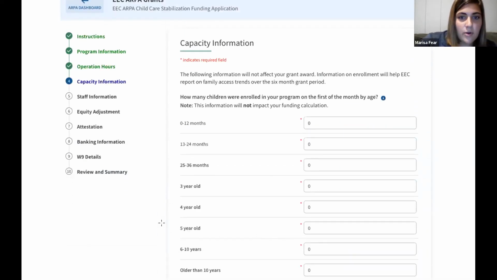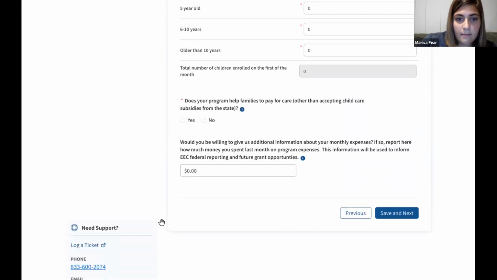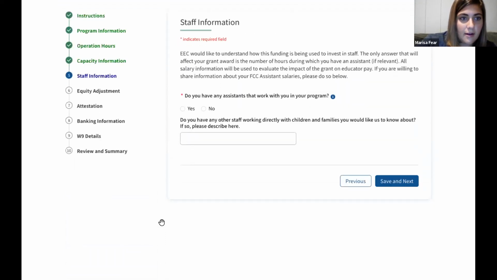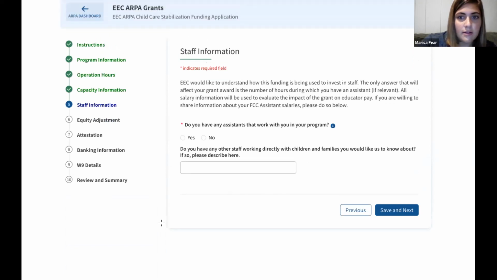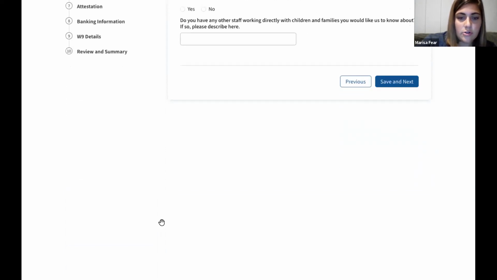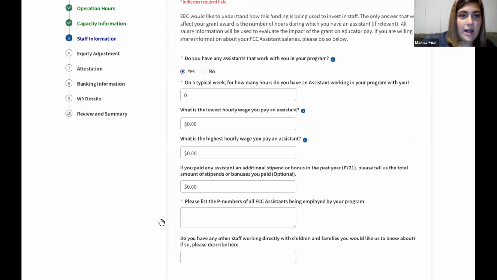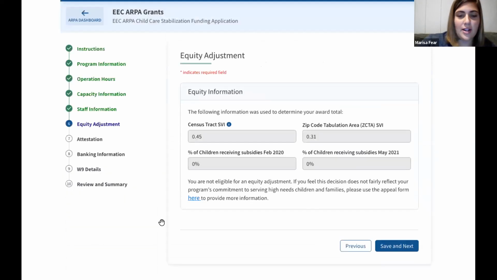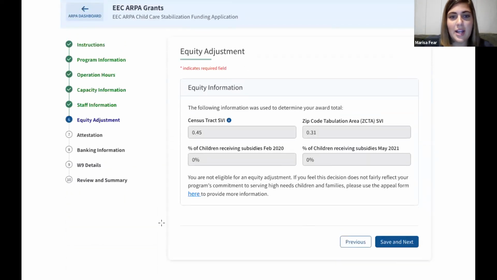And then the last one I'll share is on this page. I'm going to go down to the attestation. Well, I'll show you the equity adjustment first. For the equity adjustment, this is where it's calculated by either your zip code or your census tract level for SVI, or by the percentage of children receiving subsidy in your program.